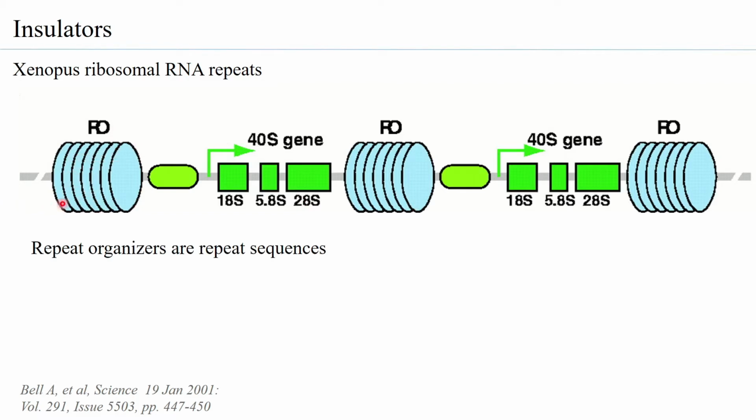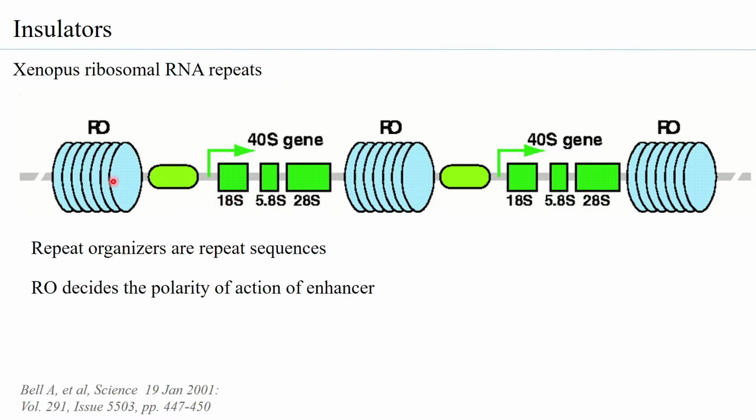So here what is present is a cluster of cis acting elements which function as insulators, and therefore they are called repeat organizers. And you will find that every locus for the 40S gene is being separated or differentiated topologically by the RO region. Now, a very clear indication that you again see what is called polarized enhancer blocking.